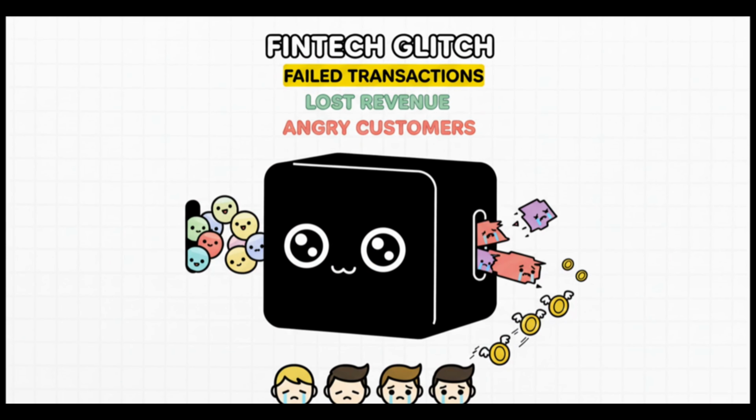Just picture this for a second. A financial app starts glitching out. Transactions are failing left and right. Customers are, understandably, freaking out. And every single minute this is happening, real money is being lost. The system has become a black box. Requests go in, errors come out. But what's happening in the middle is a total mystery. This is the exact nightmare scenario that observability was created to prevent.